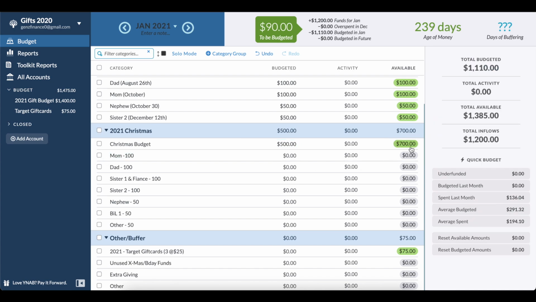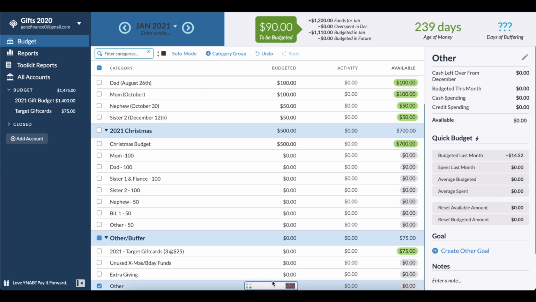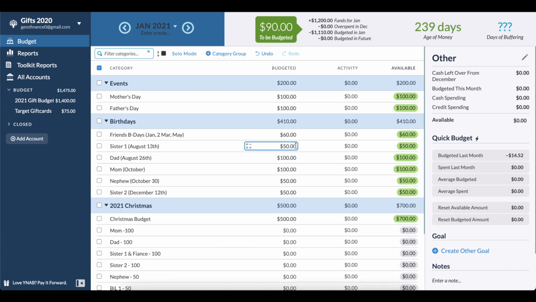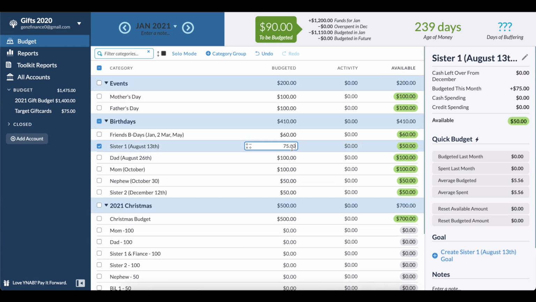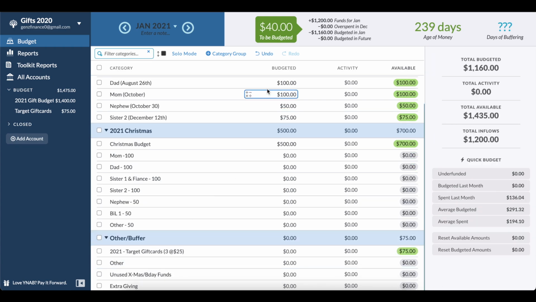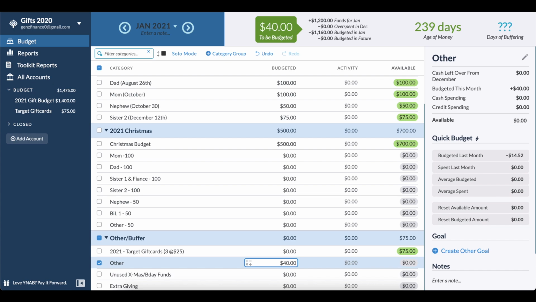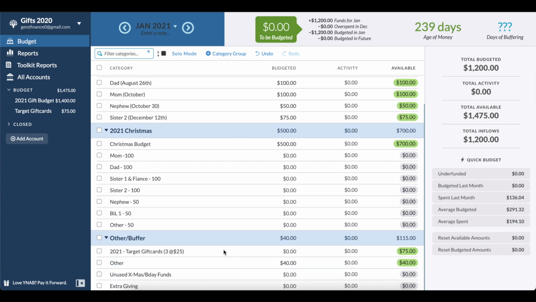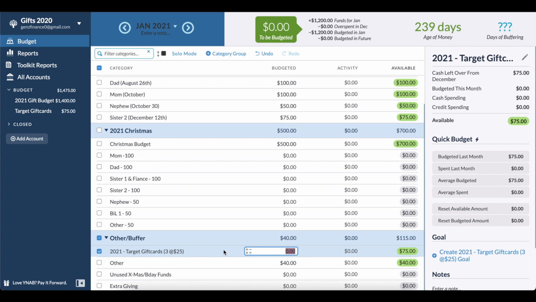I have $700 available in my Christmas budget, and that leaves me $90 left. I could put some of that here in this other category. Let's see. I could do 25. I could increase my sister's birthday giving to $75 each. And then I think I can put that $40 in this other and buffer category here. And then as a reminder, I do still have 3 $25 Target gift cards that I can use throughout the year as well if something comes up.